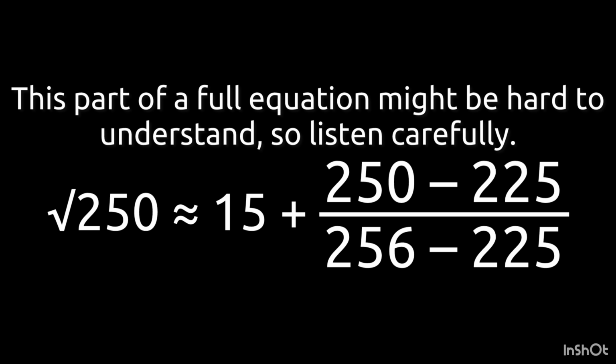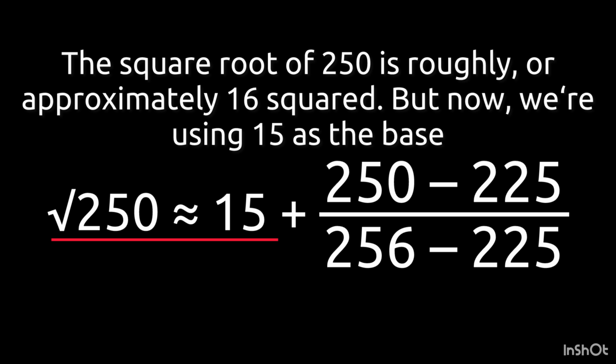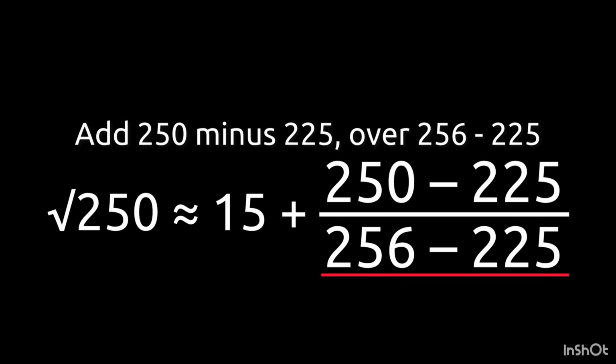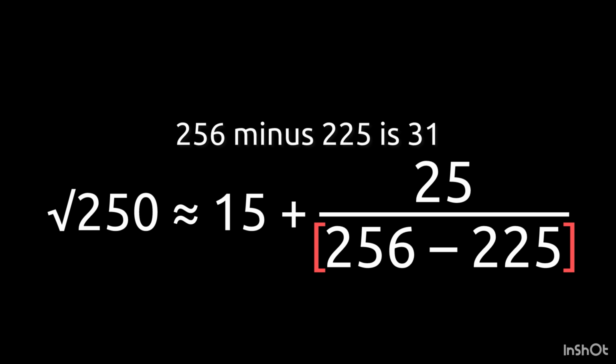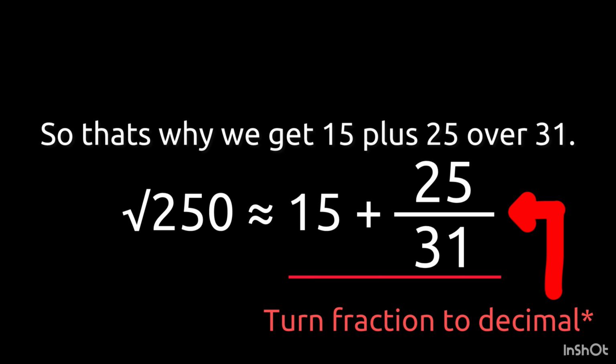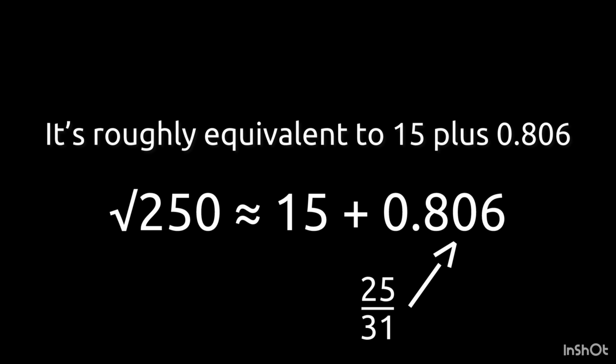How do we get that? We do some research first. This part of the full equation might be hard to understand, so listen carefully. The square root of 250 is roughly, or approximately, 16 squared, but now we're using 15 as the base. Add (250 minus 225) over (256 minus 225). 250 minus 225 is 25. 256 minus 225 is 31. So that's why we get 15 plus 25 over 31. It's roughly equivalent to 15 plus 0.806.